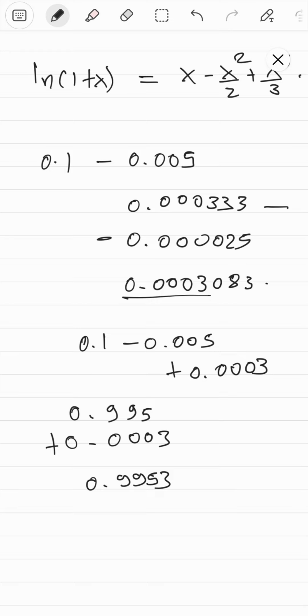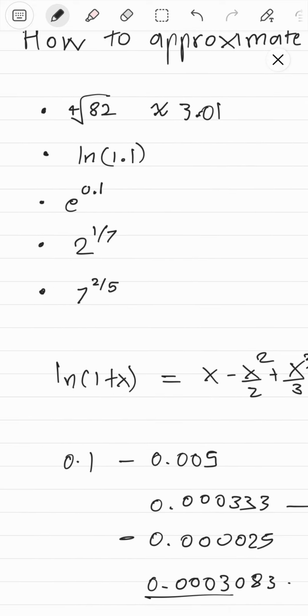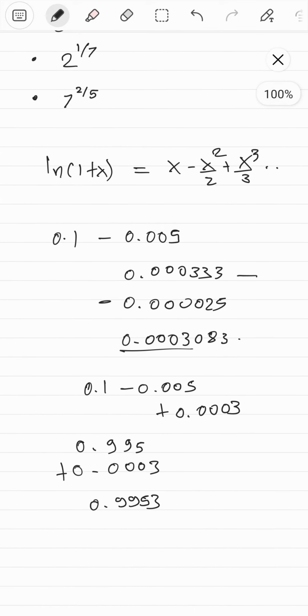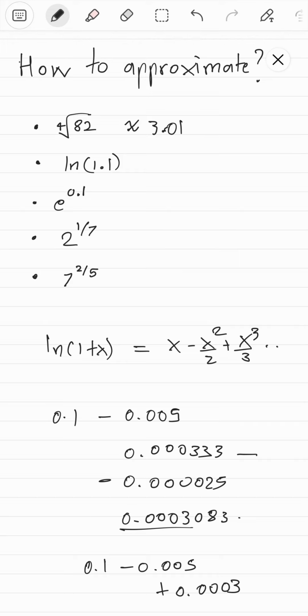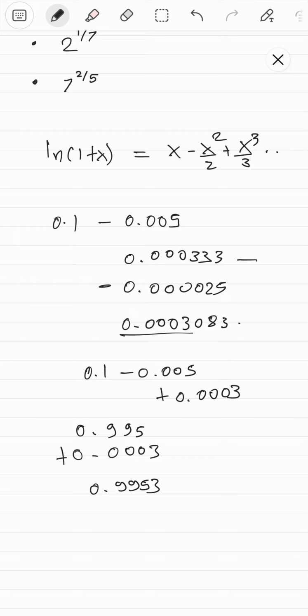So the actual answer is 0.09531. Wait, is that correct or not? I mean, I did put 0. Wait, where did that extra... Huh, that's weird. They are saying natural log of 1.1 is 0.09531. I must have done something else in that case. But yeah, this is what I got after this approximation, right? Okay. Did I mess up somewhere?